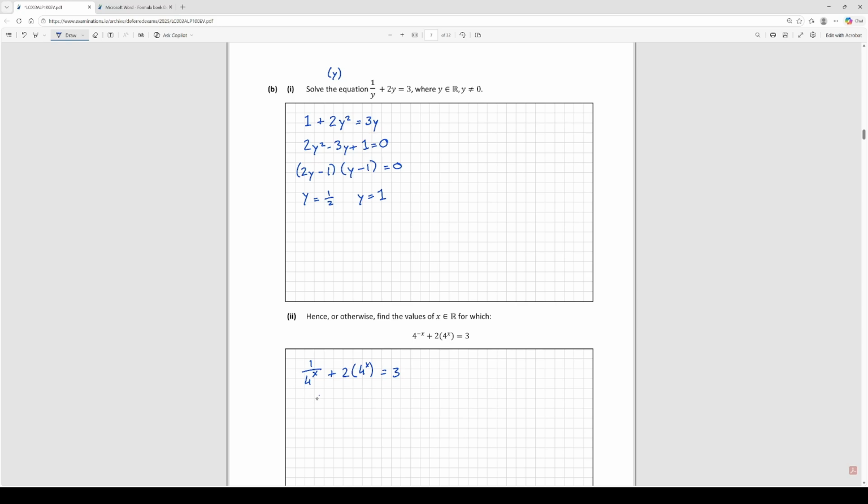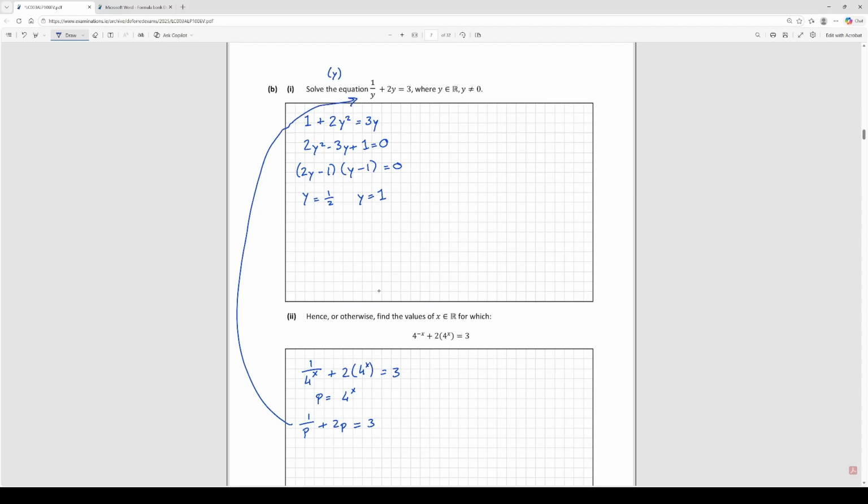P, we go with P. So I'm going to say P is equal to 4 to the power of x, because then this would be 1 over P instead of 4 to the power of x. This would be 2P. This would be 3. Don't really need to do all of this. I was doing one with these the other day, and you notice then it does look like this. So you could do all of that again.